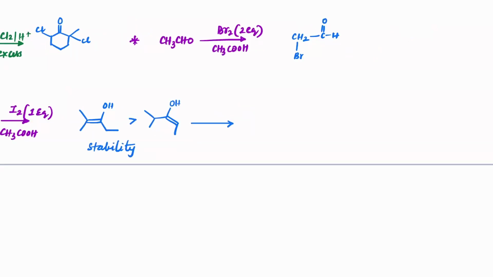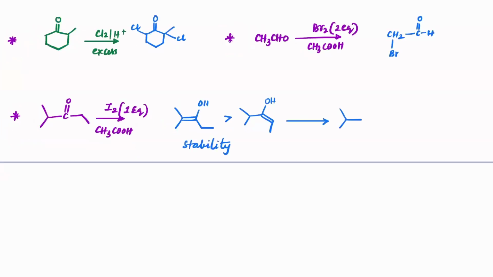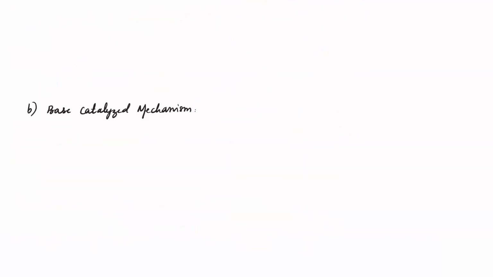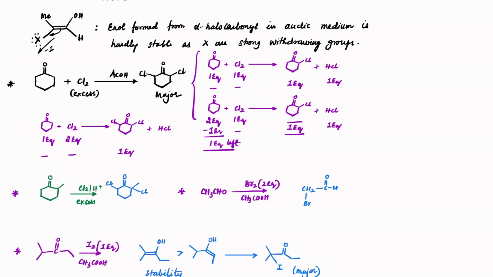So when you write the ketonic form here, I'll get this as double bond O this way with iodine at this position. So that is the major product. Done. This is about how the basic medium works and the acidic medium works. Got it?